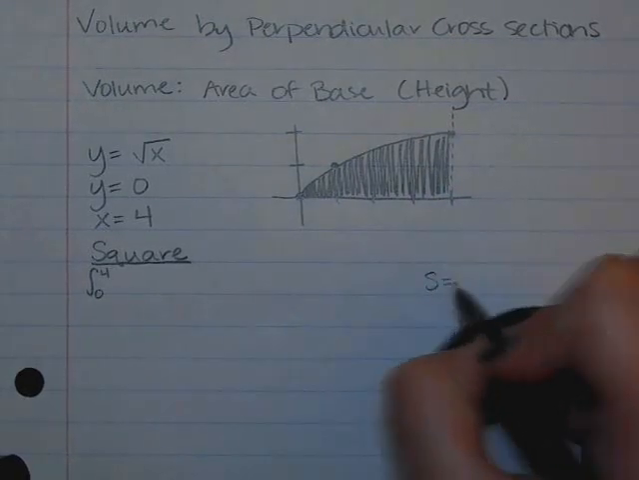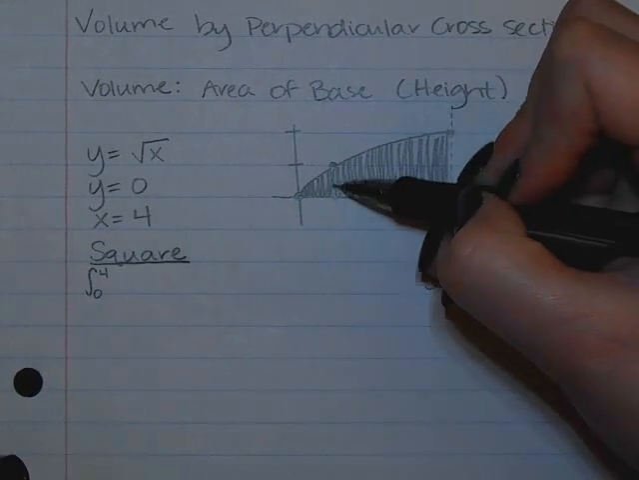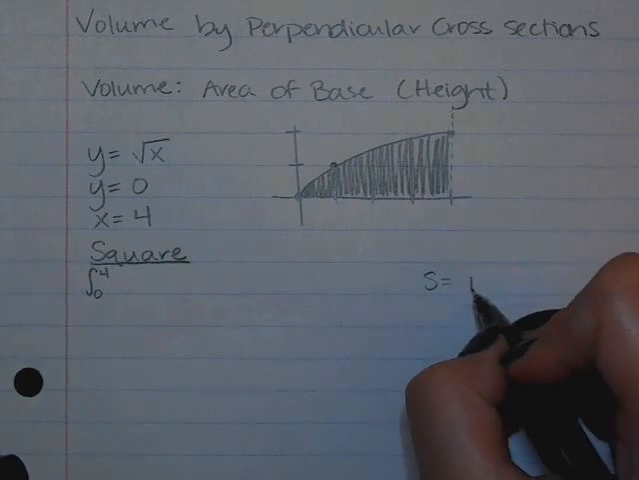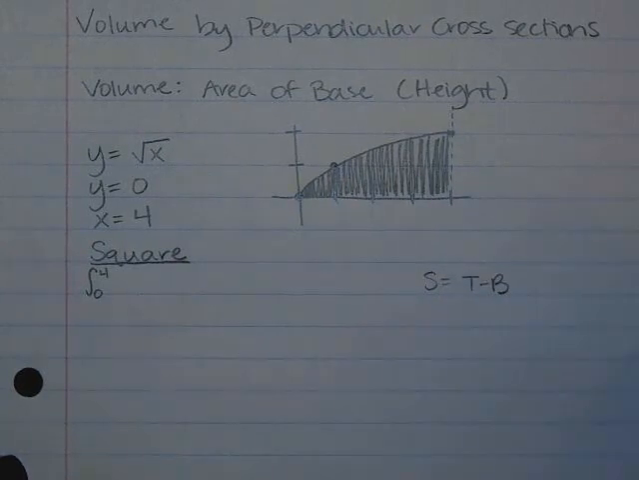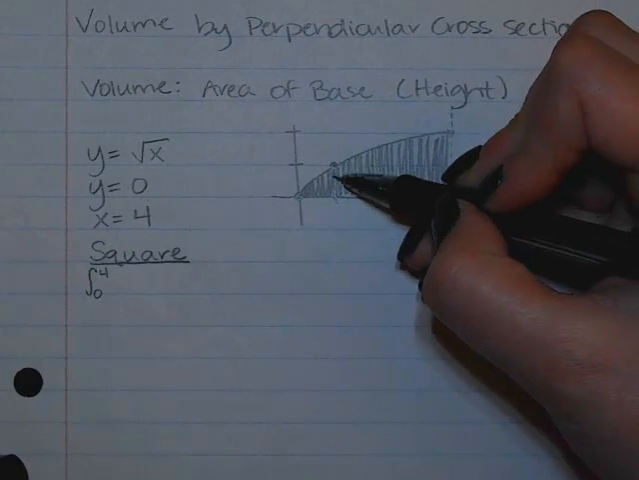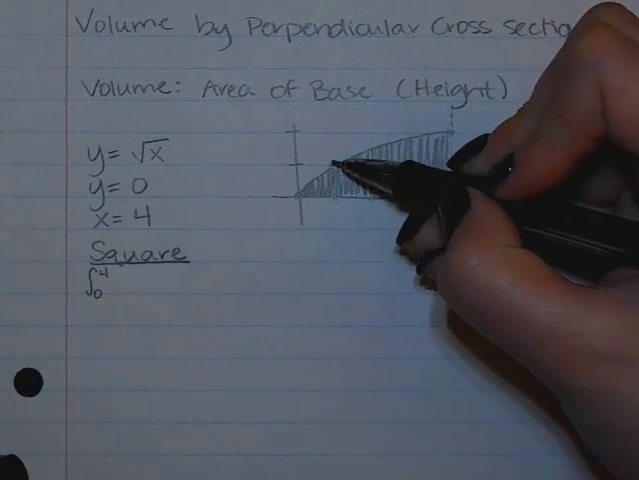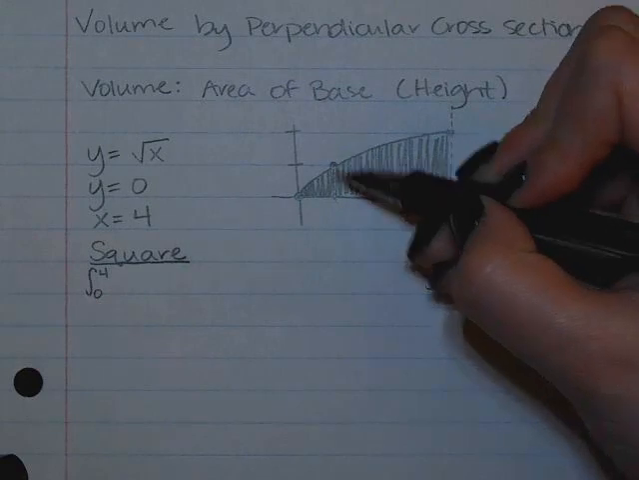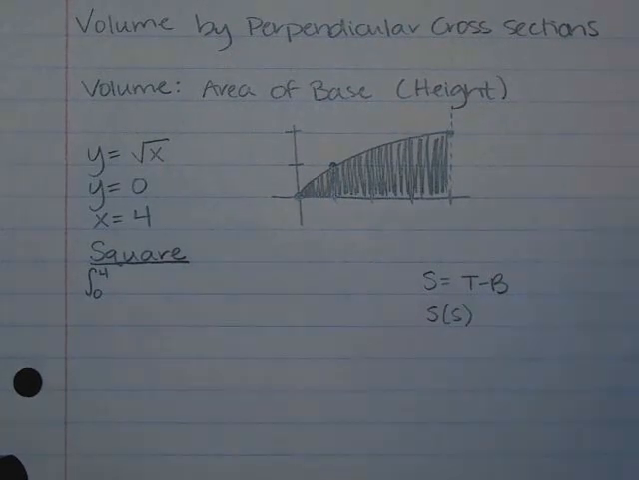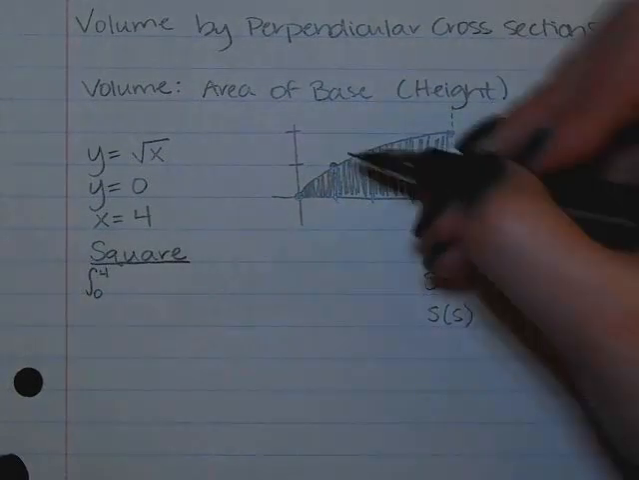So S is going to be the side length of the shape that we're making a cross section of. So that's going to be top minus bottom, just like we did before. And so to build a square, we're going to say that this would be one side of the square, and so that same amount should go up to create the square. So we're going to say side times side is how you're going to make the area of the base.